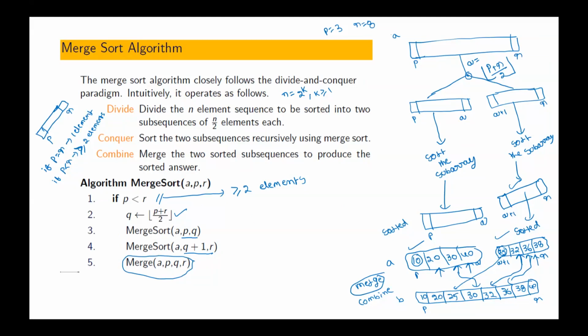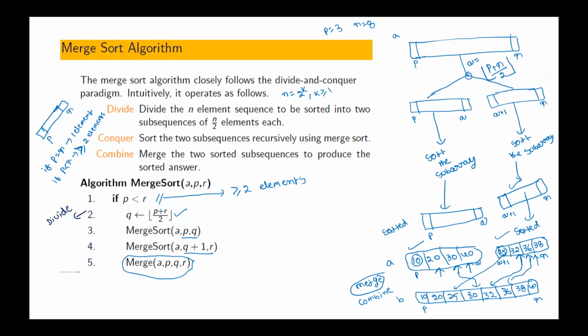What is the divide step? Which step is the divide step? Step number 2. Thank you. This is the divide step. Is there any doubt?